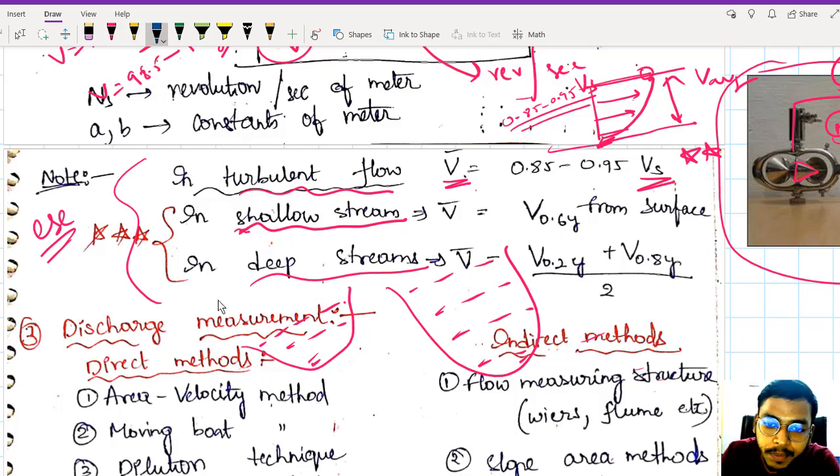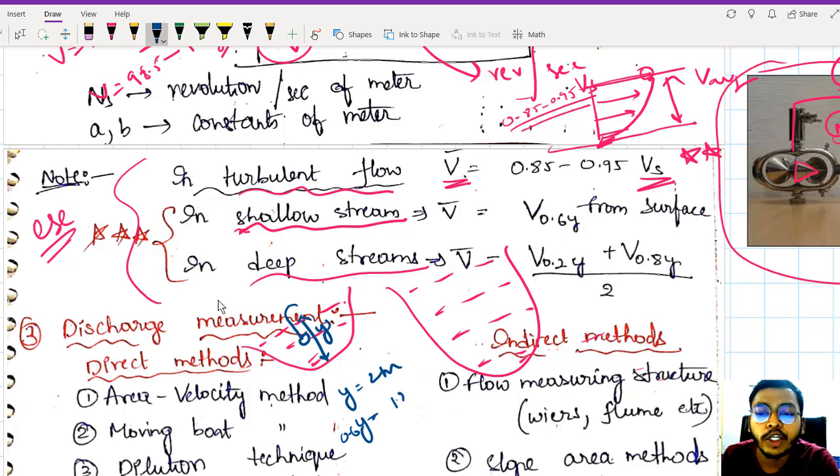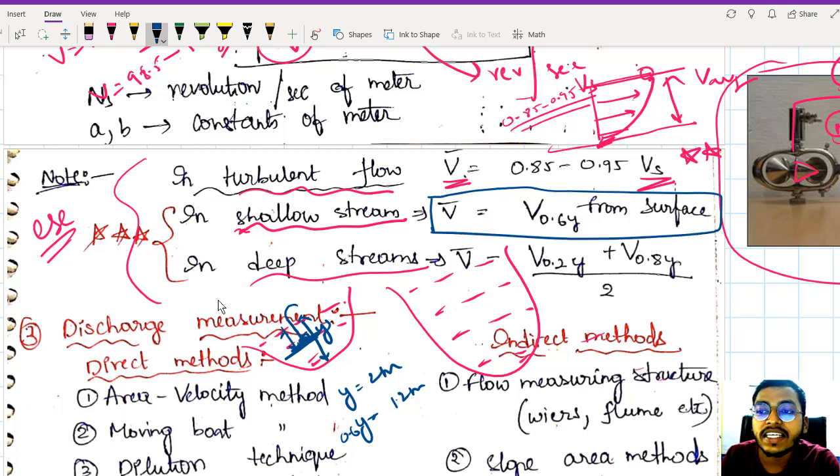Let us say the depth of water is y. Okay, if the depth of water is y, then what will you do? You will place your current meter at 0.6 of this y. Let us say y is 2 meters, then where will you place it? Your current meter you will be placing at 0.6y, that is around 1.2 meters from the top surface. You are keeping this current meter and measuring velocity at this point, and that point will be considered as the velocity of the stream. 0.6y from the surface. I hope the things are clear, right?